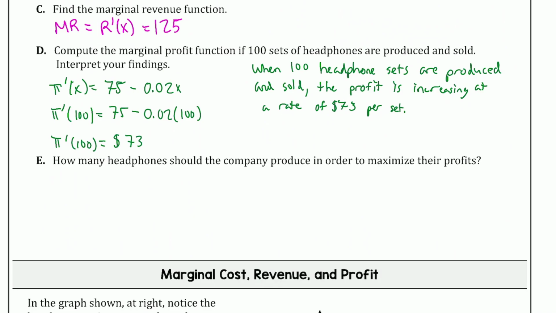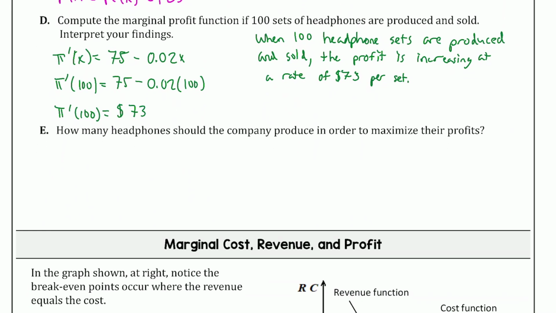Now, part E. How many headphones should the company produce in order to maximize their profits? So the key word here is this word maximize. This word maximize is the key word because we all know what maximum means. If we think about a parabola, that's the vertex.